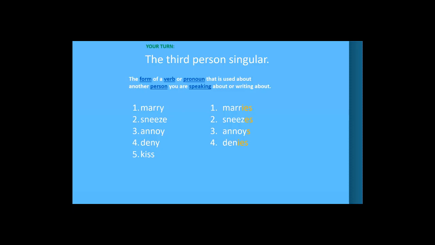Okay, let's check the answer. So double S, the rule, remember to add ES. Okay, well done. Okay, push, 6. Okay, let's check the answer. You've got SH, ending in SH, we add ES. Okay, the last one here, glorify.